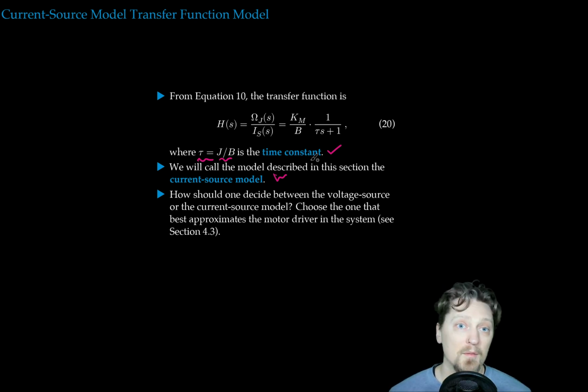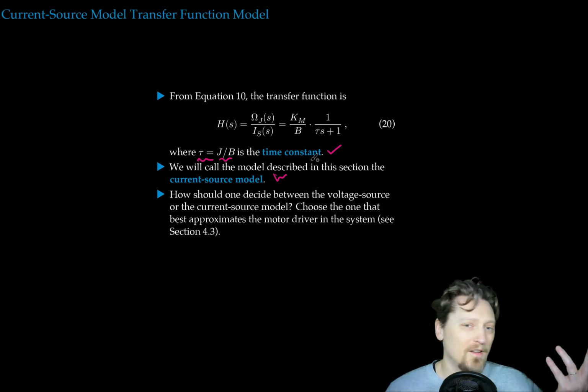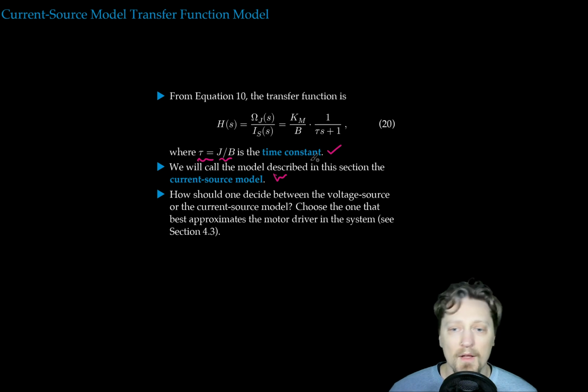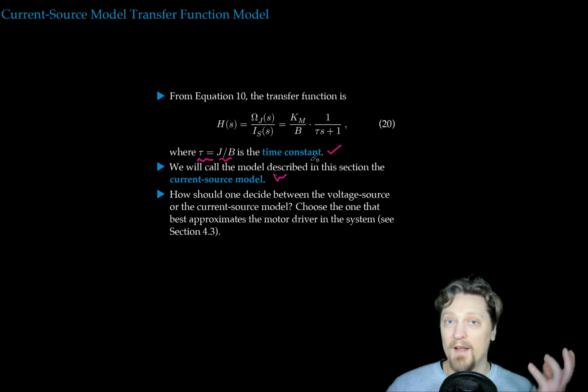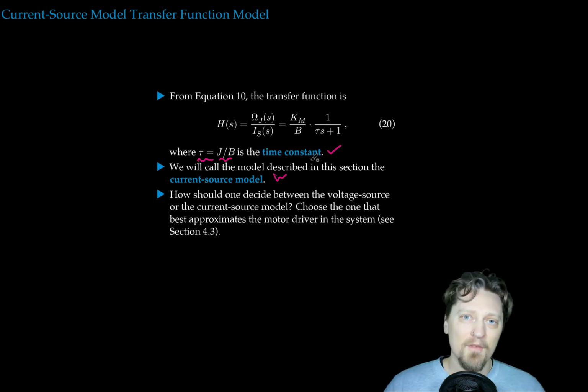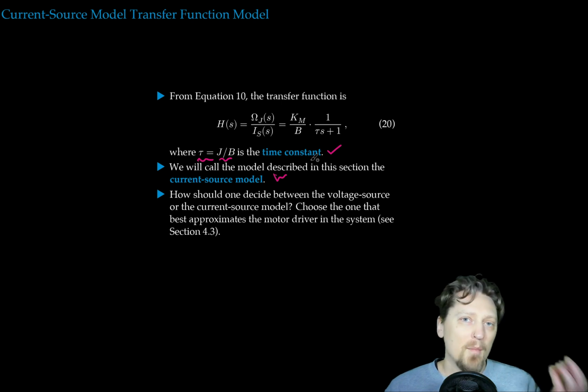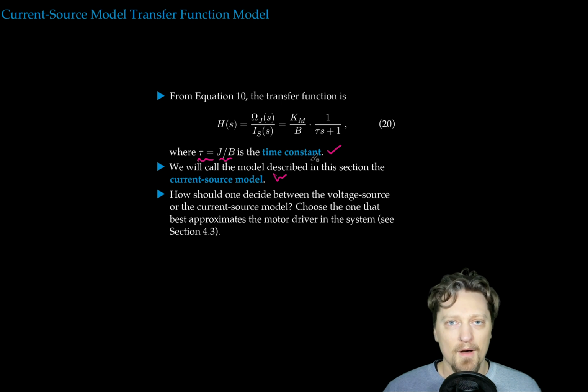So how do we decide between using the voltage source model, like we derived in the previous section, and the current source model, which we just derived here? The way to do this is to choose the one that best approximates the motor driver in the system. We're going to be driving the motor with an amplifier, and if the amplifier behaves most like a voltage source, we should use the voltage source model. If that amplifier behaves more like a current source, we should use a current source model for the motor system.